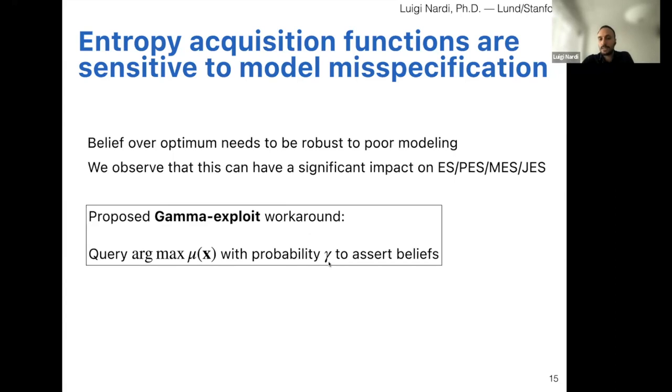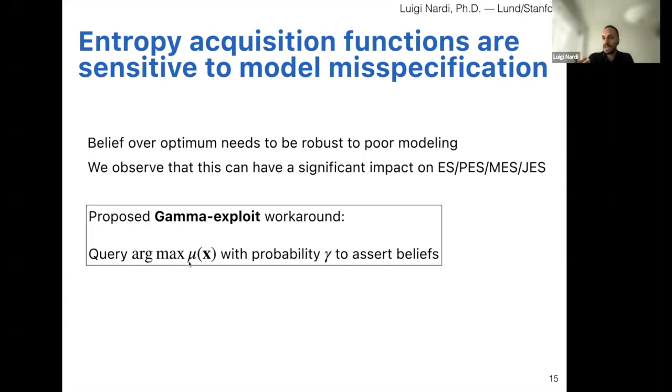For the gamma exploit workaround, what we are doing is simply to define gamma as a number between 0 and 1, and very often we define it as 0.1. So 10% of the samples during the optimization are used to query the argmax of mu(x), which means that one time every 10 times, you go on a full exploit step instead of trading off exploration and exploitation as is usual in Bayesian optimization. You find the argmax of your Gaussian process mean and then sample that. You query that point, and that gives you this correction in the model.